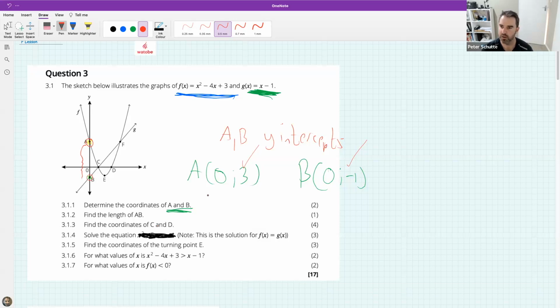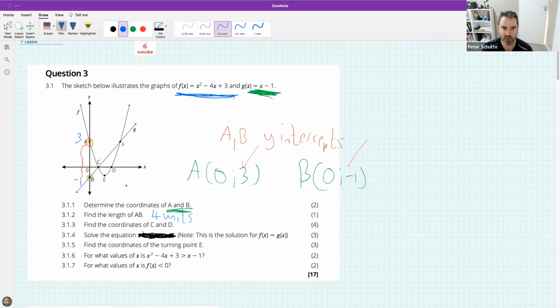Okay, so how far is it going to be to go from here, which is 3, and that's at minus 1? Well, you have to go 3 to get there, and then another 1 there. And so the answer is 4 units. Cool.